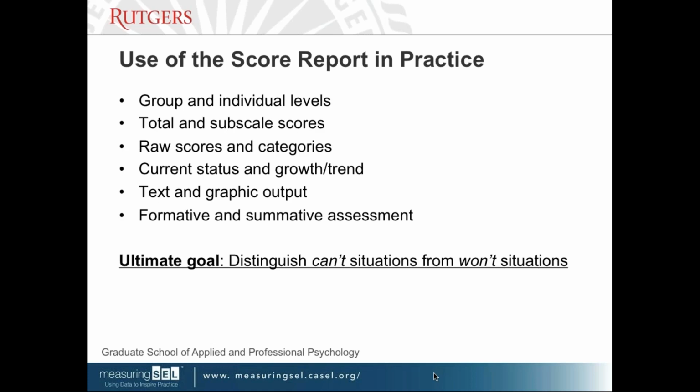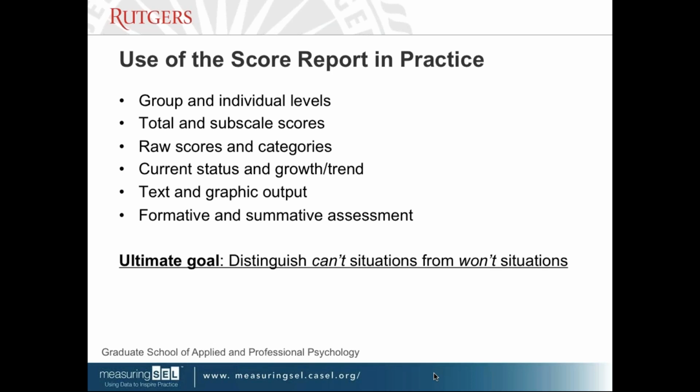Next slide, please. We plan to have a thorough score report when we're completed with the measure that's going to give information on group and individual levels that can be used then for both secondary and tertiary levels of intervention. So we're not just talking about the individual, but we're also talking about the group and perhaps the classroom or the district level. We're going to include total and subscale scores, again, for at least internalizing and externalizing.